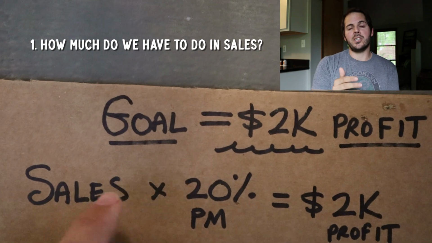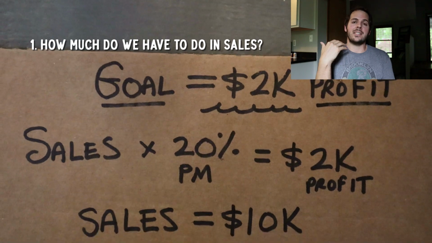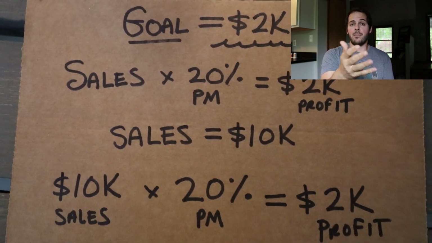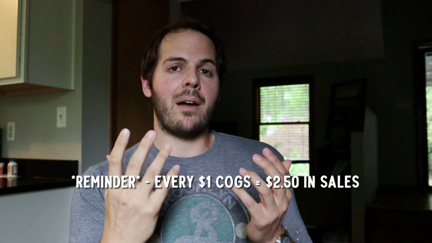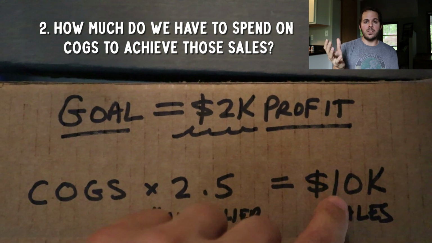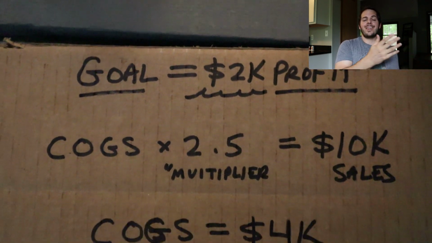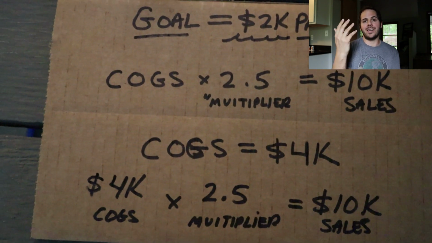So total sales is what we need to figure out, and total sales times 20% profit margin equals $2,000 in profit. Therefore, the total sales has to equal $10,000 in sales a month in order to reach our goal at that profit margin. So the next part is, how much do we have to spend on our goods in order to achieve that $10,000 in sales? If you remember, once again, we're going to use that 2.5 as the multiplier. So cost of goods sold times 2.5 equals our total sales of $10,000. Therefore, cost of goods sold, how much you have to spend on inventory that month, is $4,000.